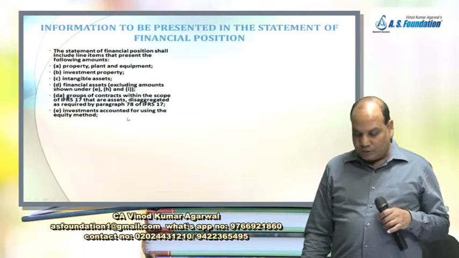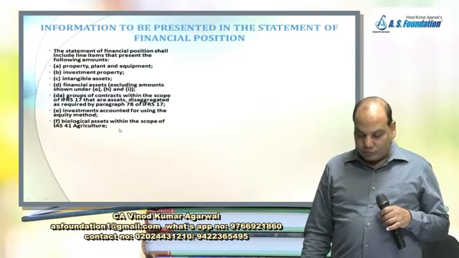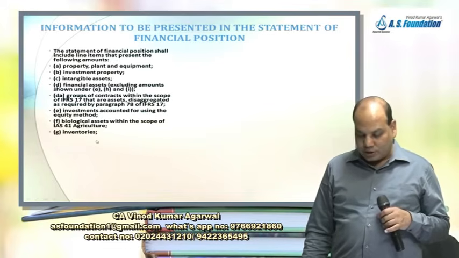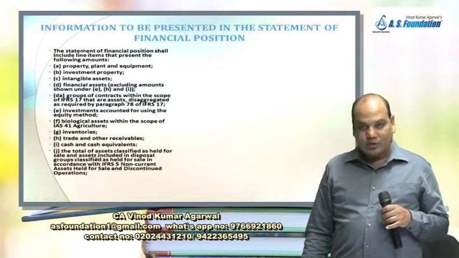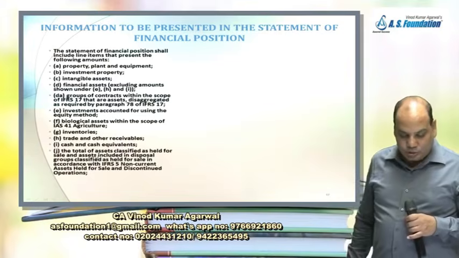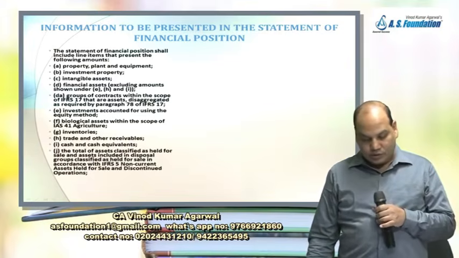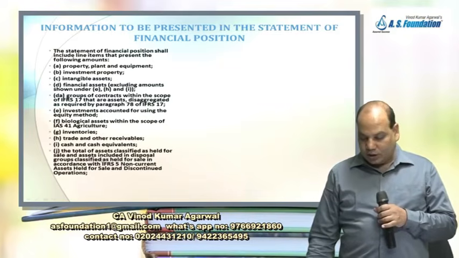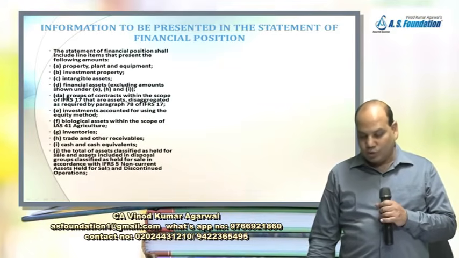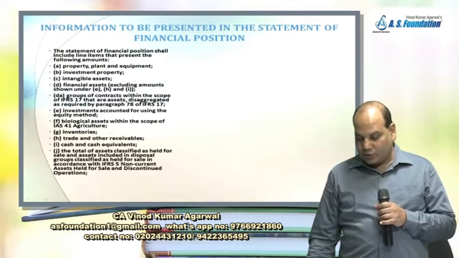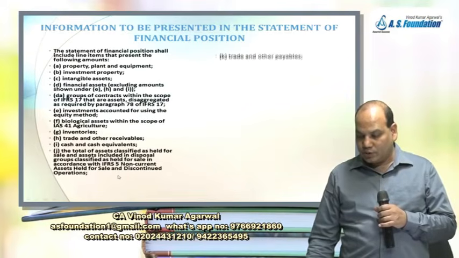Investments accounted for using the equity method. Biological asset within the scope of IAS 41, called agriculture. Inventory, trade and other receivables, cash and cash equivalents. Total of assets classified as held for sale and assets included in disposal groups classified as held for sale in accordance with IFRS 5, which is called non-current asset held for sale and discontinued operation.